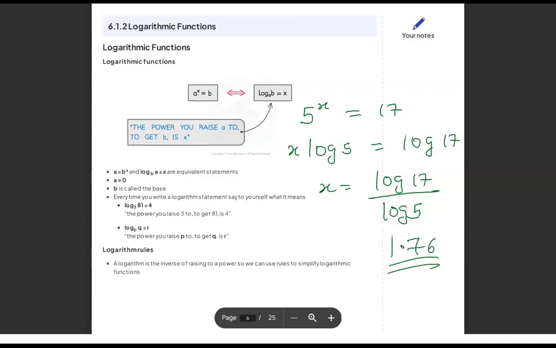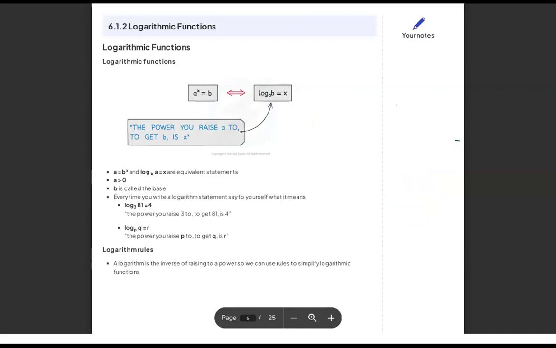So I'm going to give you one to try before we actually move on to other things. Can you try this one? 5^x equals 8. Can you solve it? I'm going to pause the recording. So you got the answer correct.